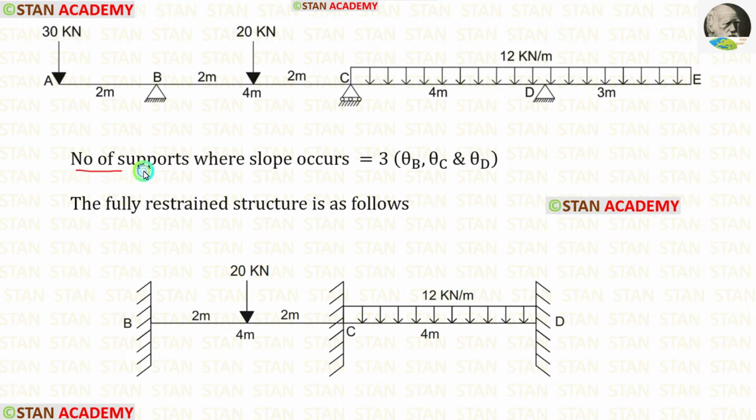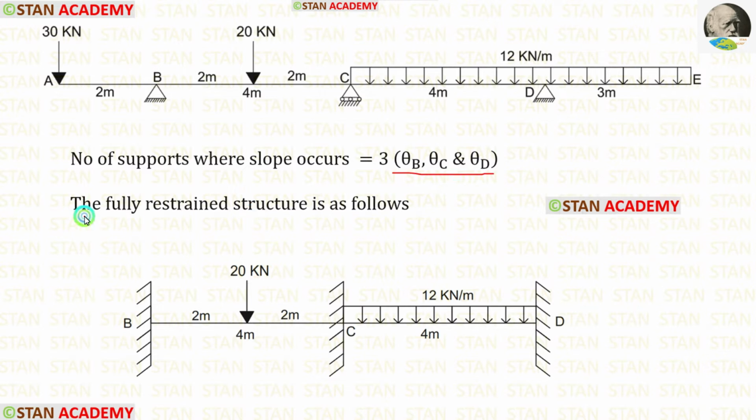So, the number of supports where slope occurs is 3. In the point B, there is theta B. In the point C, there is theta C. And in the point D, there is theta D. In this analysis, there are 3 unknowns. If we calculate these 3 unknowns, we can easily find the final moments.